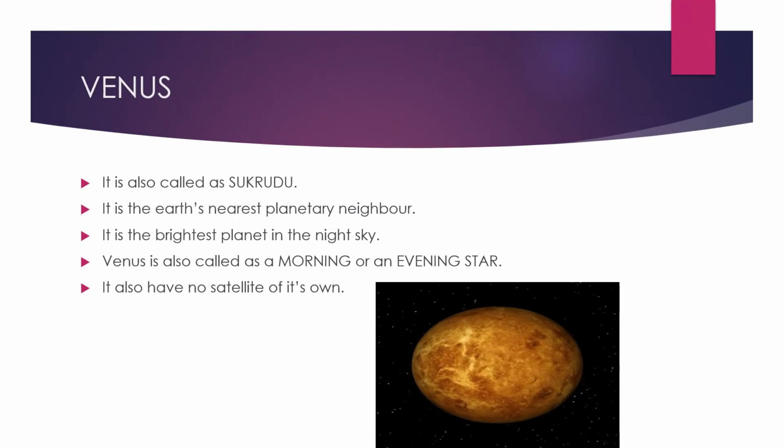Our second planet in our solar system is Venus. Venus is also called Sukrudu. It is the Earth's nearest planetary neighbor. It is the brightest planet in the night sky and it is also called the morning or evening star. Venus also doesn't have a satellite of its own.